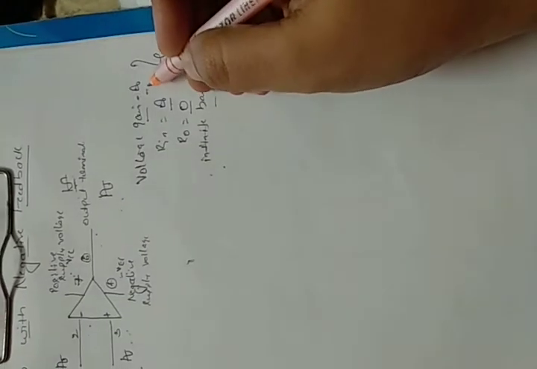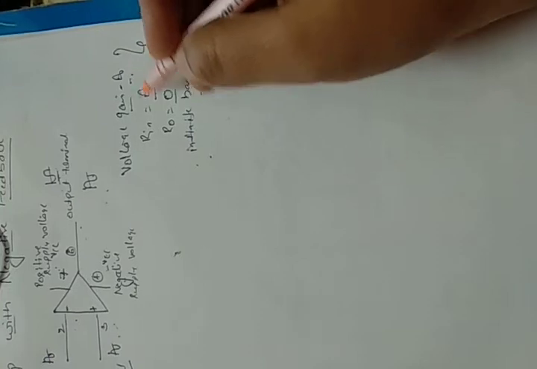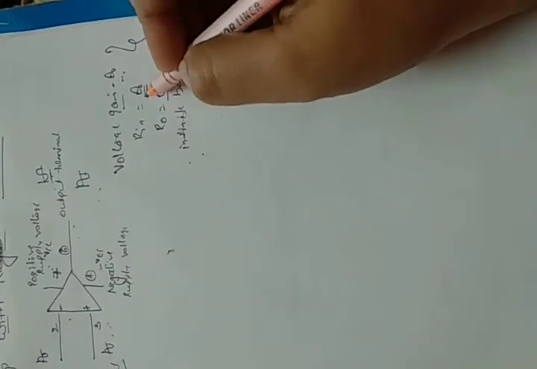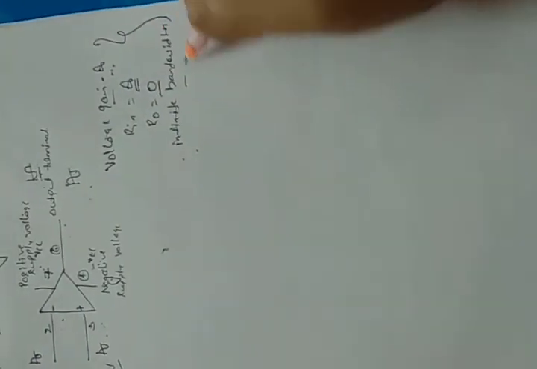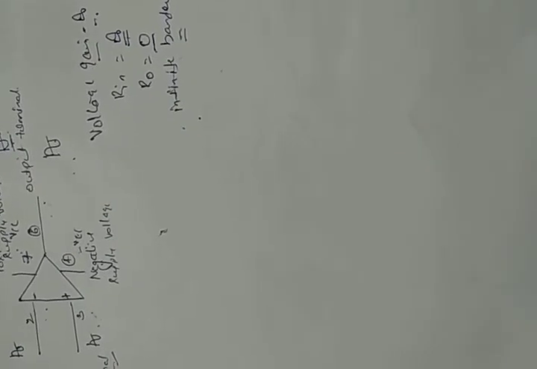Also, the ideal op-amp characteristics are: voltage gain is infinity, it has infinite voltage gain, input impedance is infinity, output impedance is 0, and it has infinite bandwidth. So these are the basic ideal op-amp characteristics.